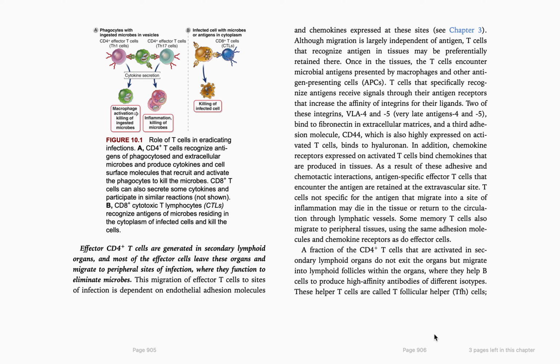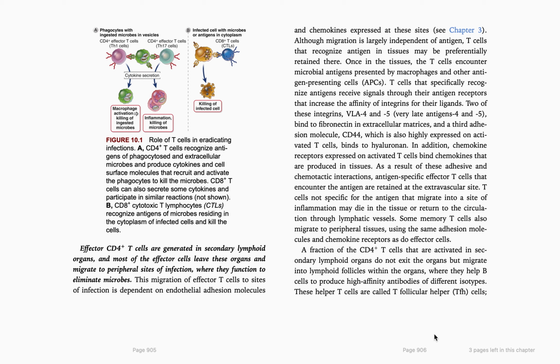Let us continue. Effector CD4 plus T cells are generated in secondary lymphoid organs, and most of the effector cells leave these organs and migrate to peripheral sites of infection, where they function to eliminate microbes. This migration of effector T cells to sites of infection is dependent on endothelial adhesion molecules and chemokine expression at these sites. We have seen this already in chapter 3.